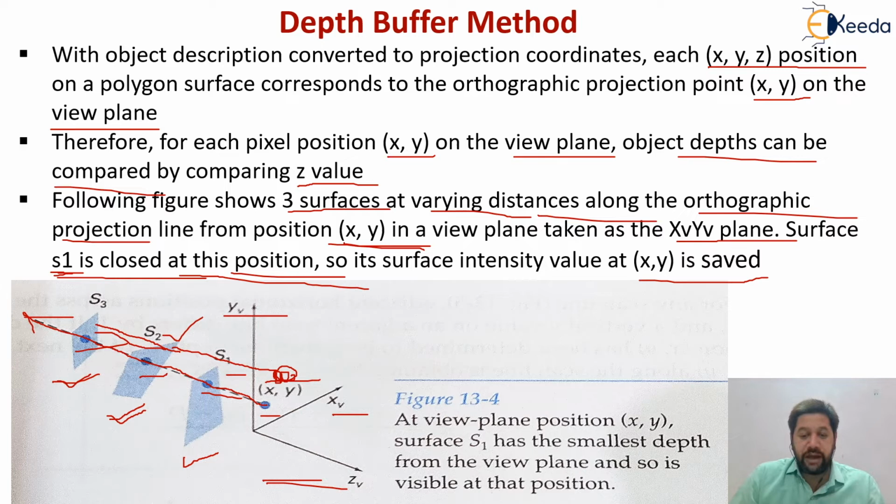I read the description of the diagram, you already learned this. Let us understand it one more time. At view plane position x, y, surface S1 has the smallest depth from the view plane. If I consider this is my Z value, it is going into the negative direction, so this may have the maximum Z value; this Z value is less than this, which is less than this. So it has the closest depth value from the view plane, and it is visible at this particular position. This is the basic method, or basic steps, of the depth buffer method that we have shown with the help of this diagram.